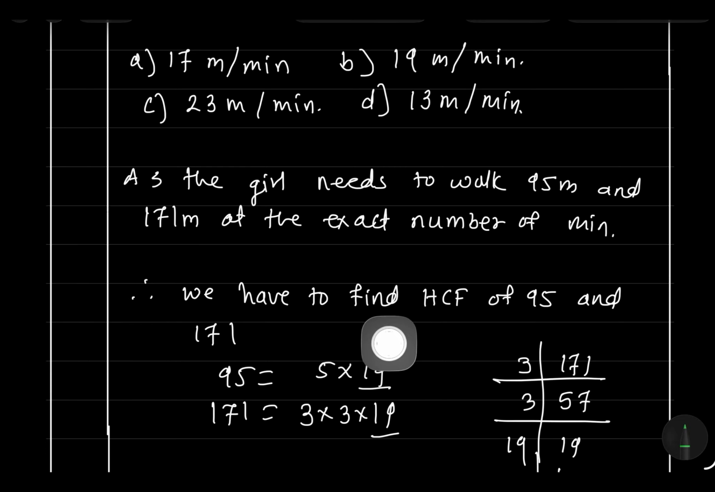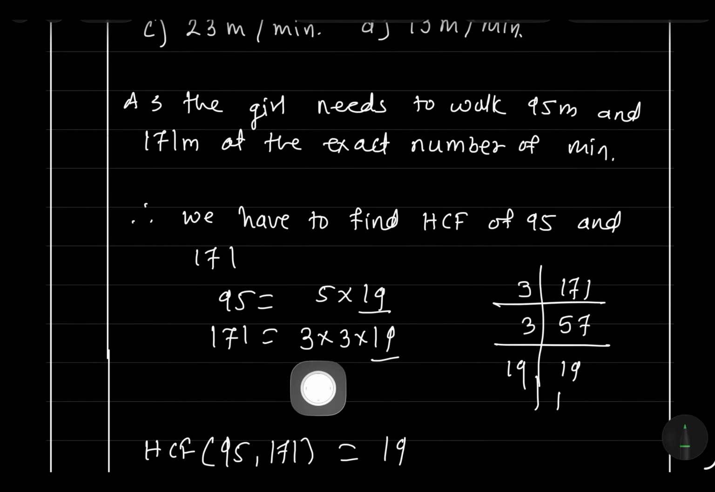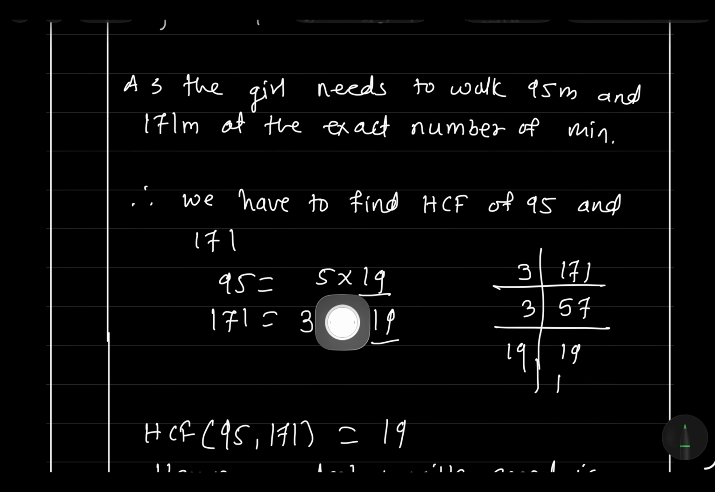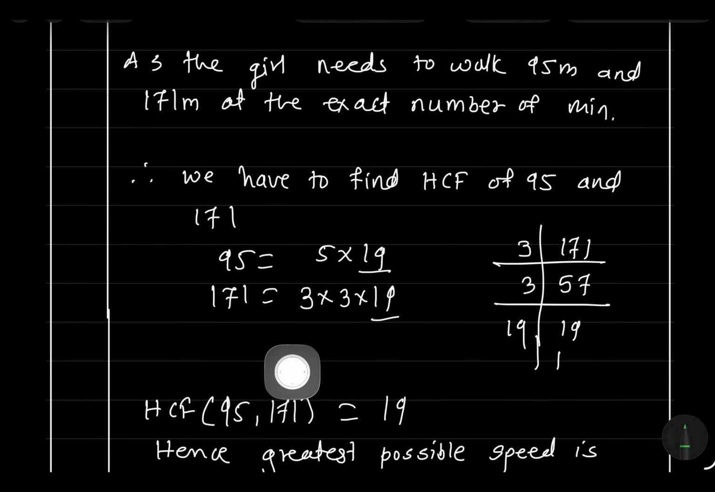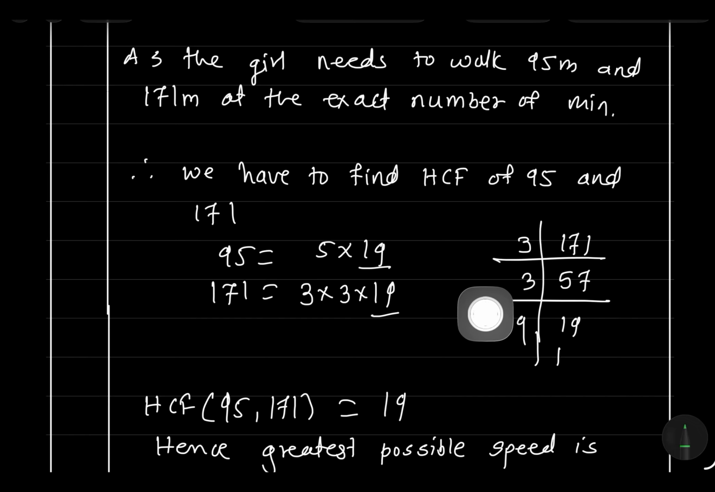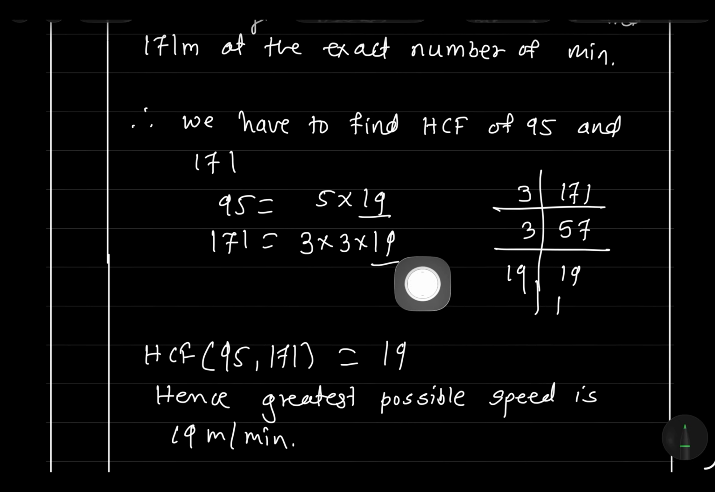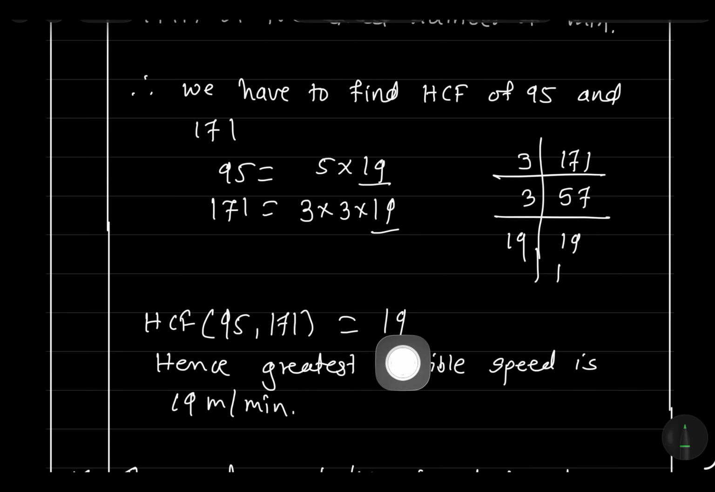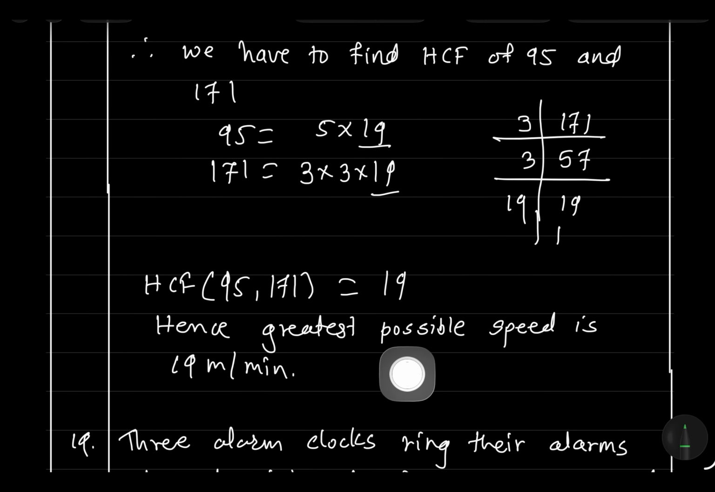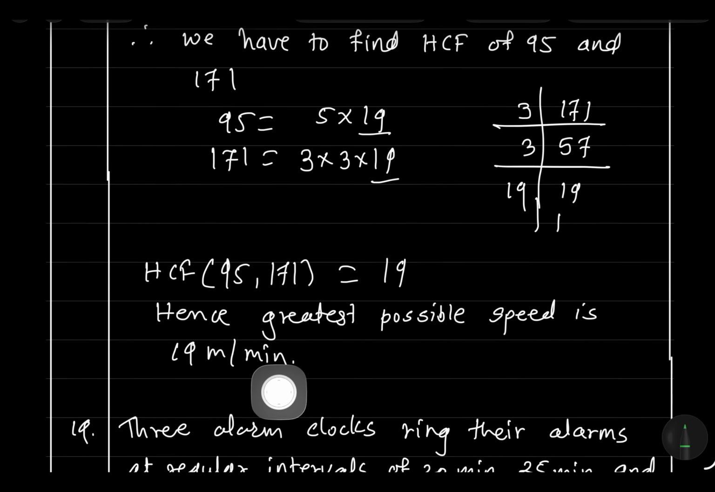Find the HCF of 95 and 171. Using the prime factorization method, 95 is 5 into 19 and 171 is 3 into 3 into 19. So the common factor is 19, and the HCF is 19. Hence the greatest possible speed is 19 meter per minute.